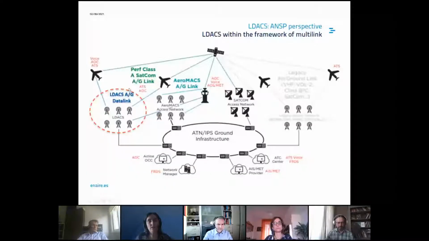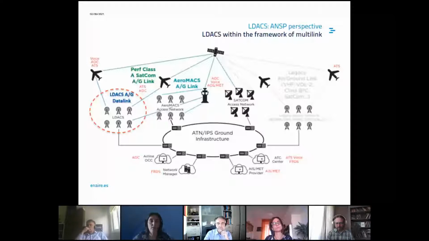Okay, so in the previous slide, as I mentioned before, LDACS was grouped with other ground technologies in a concept that is called the multi-link concept. This concept has been widely discussed within the SESAR program for a long time, and generally speaking, it consists of the combination of different ground technologies to support safety critical applications. For the time being, those technologies are LDACS, SATCOM, and Aeromax, and there could be more in the future.